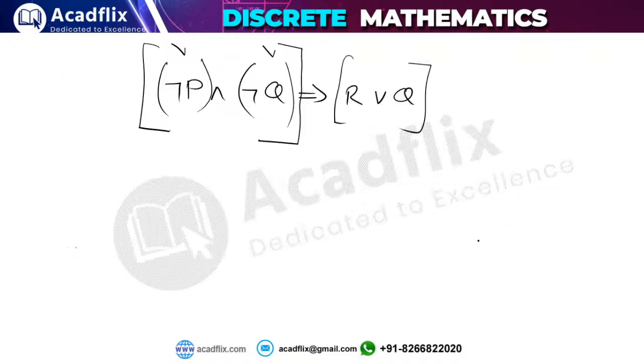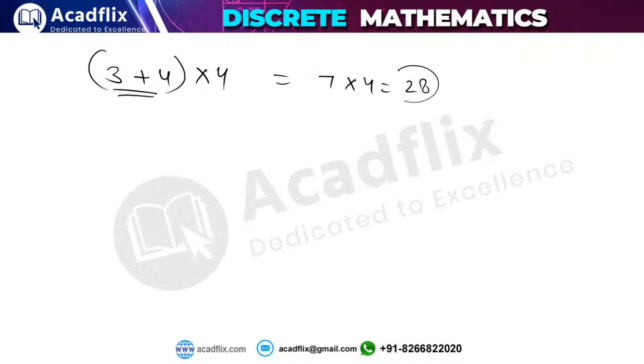Okay, let me quickly tell you about the bracket precedence. Just like in mathematics, let's assume we have this statement. Then you already know that this bracket has higher precedence. So first we do this, then we do this. So the result will be 7 multiplied by 4, that will be 28, because bracket has highest precedence.